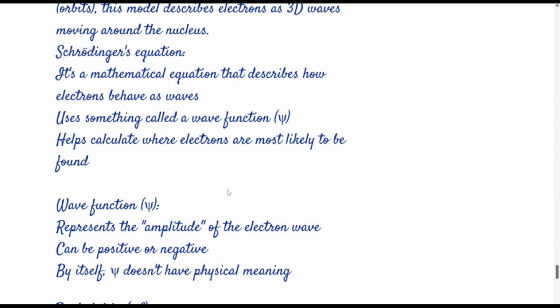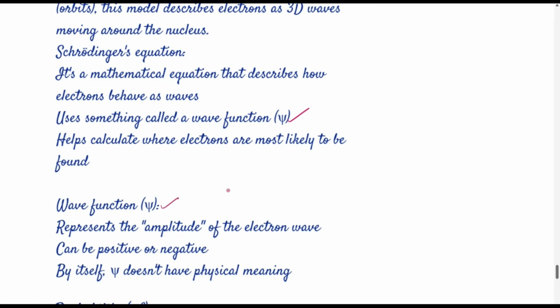Schrodinger's wave equation is given. What is important over here is that this model talks about the 3D waves moving around the nucleus, orbitals, right? So in that case, he uses the wave function psi, which helps us to calculate where the electrons are most likely to be found. Probability of finding the electrons.